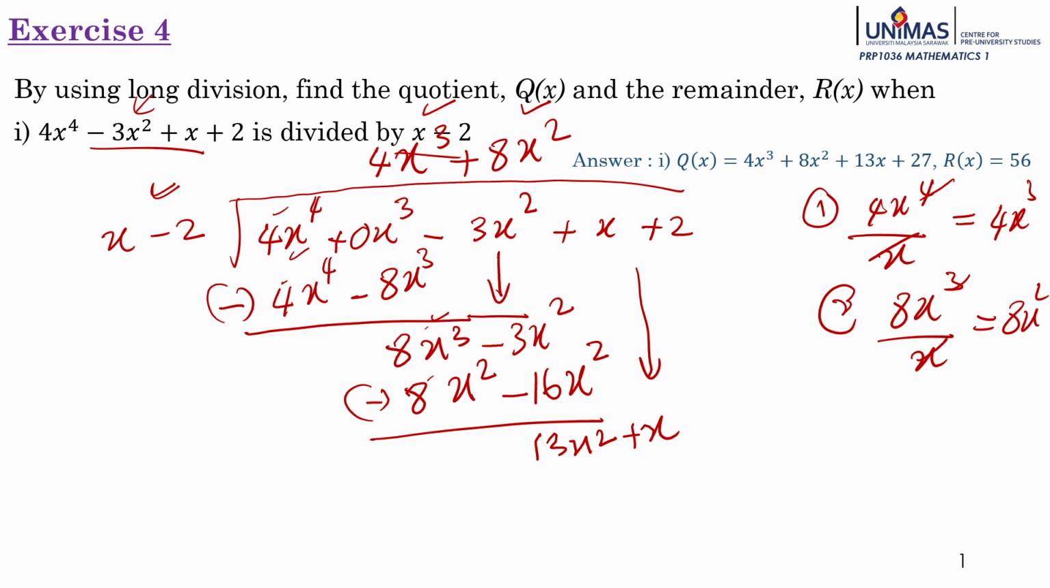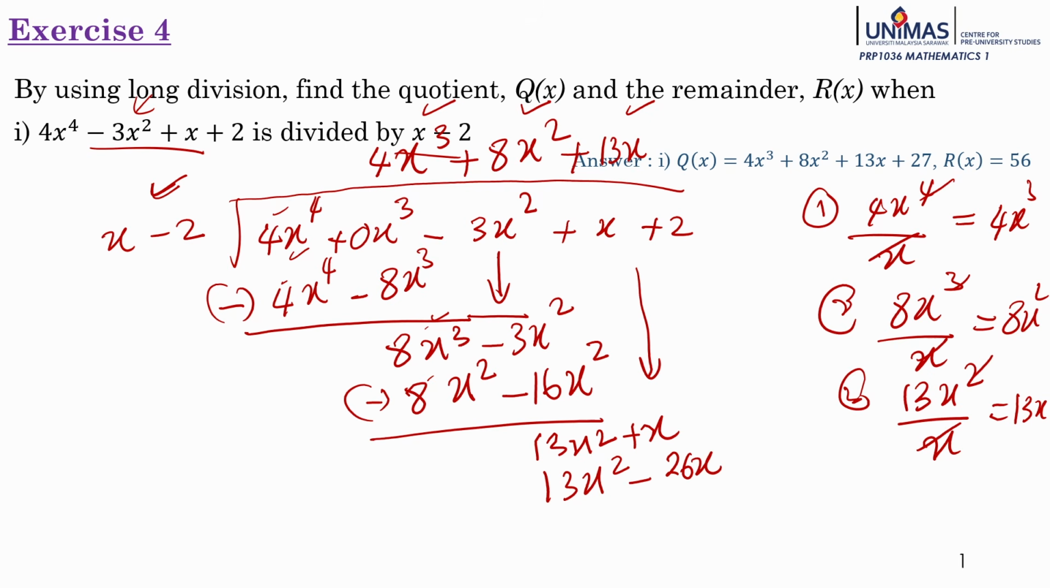Repeat the process again. 13x squared divided by x. Simplify, we get 13x. So that means plus 13x. So 13x times x minus 2, we get 13x squared minus 26x, right? Then subtract, this one gets 0. And then x minus negative 26x, we get 27x. And then plus 2, put down.